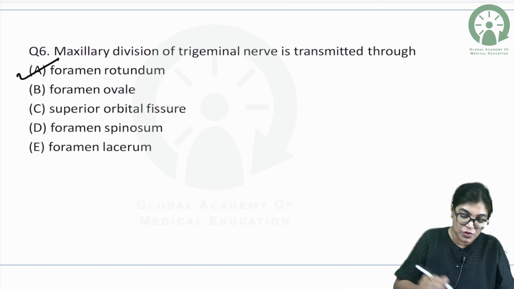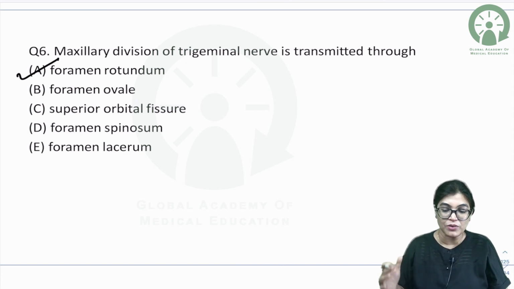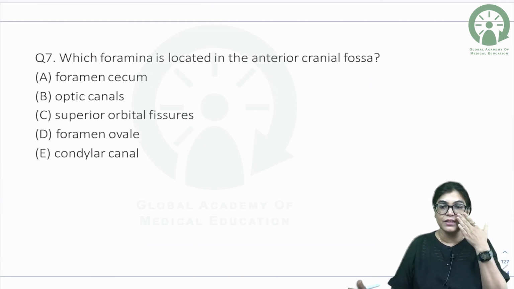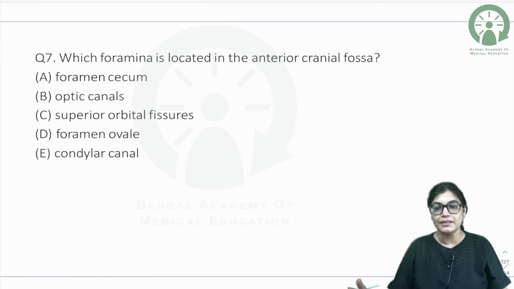The correct answer is foramen rotundum. Through foramen rotundum, the maxillary division of the trigeminal nerve traverses. Which foramina is located in the anterior cranial fossa? So, the location of foramina in the anterior cranial fossa.